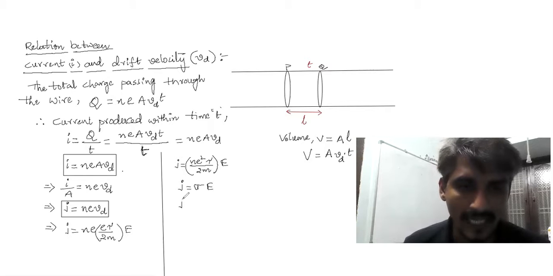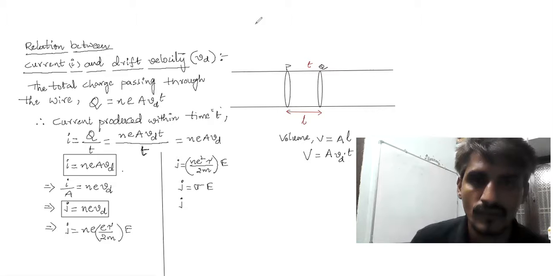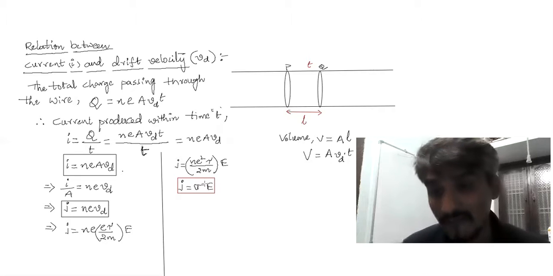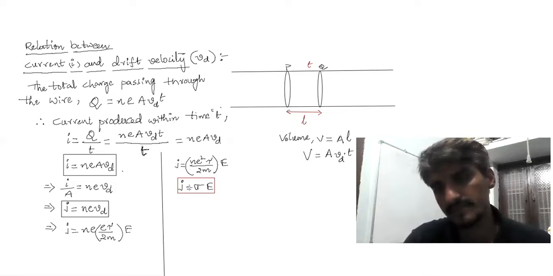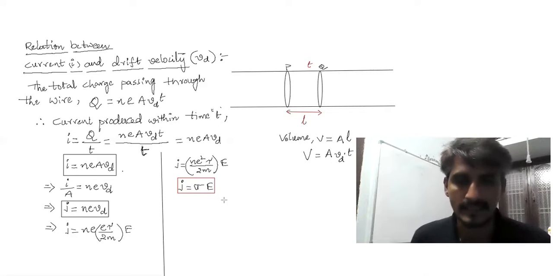Therefore, from this we can write J is equal to sigma into E. You know what? This is the actual form of Ohm's law. Now let us discuss how it is.